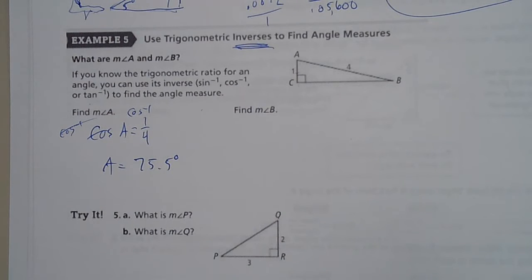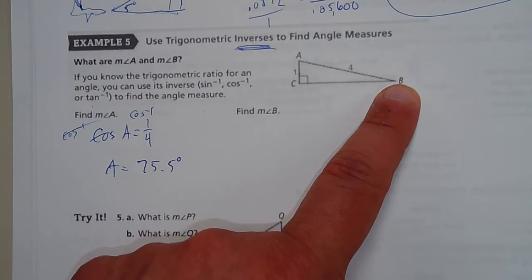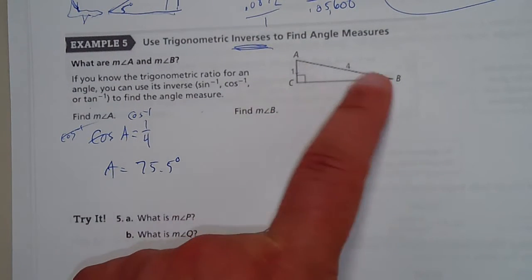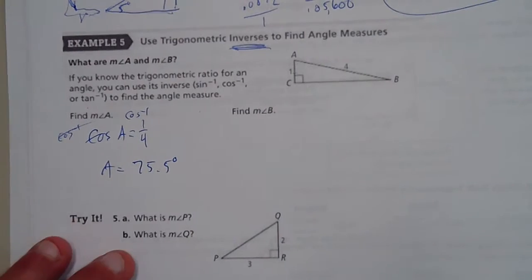All right, now, technically, we can find angle B just using the triangle sum theorem, because you have 90 degrees here, 75.5 there. You could subtract those from 180 to get our answer. So let's just show that. If we subtract the 90 and the 75.5, angle B is going to be 14.5 degrees. But let's go ahead and actually work it out with inverses too so you can see it.